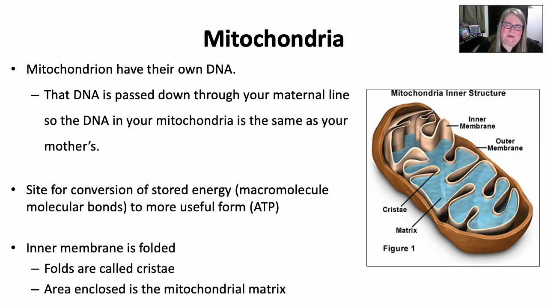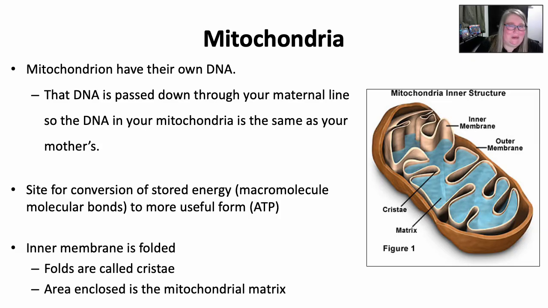So symbiotic relationships mean mutually beneficial, meaning that the eukaryotic cell provided a place for the prokaryotic cell to live, and the prokaryotic cell provided something for the eukaryotic cell. In the case of mitochondria, it makes energy for the eukaryotic cell and does very well at making this energy.